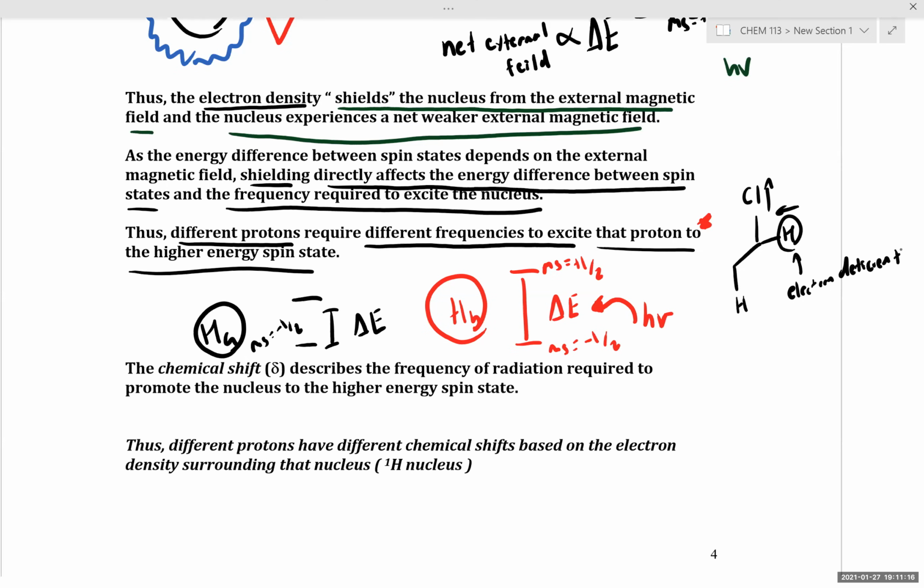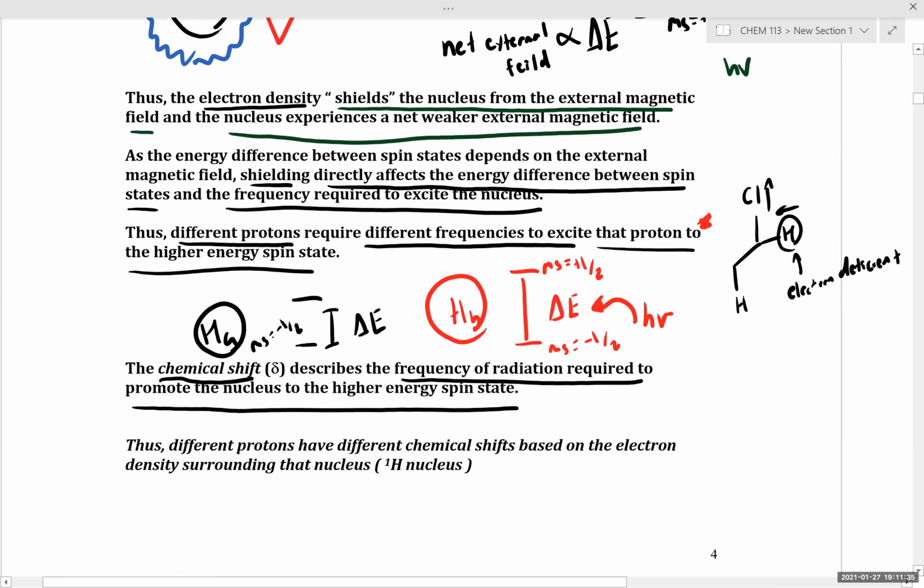Yes. So thank you. NMR can allow us to differentiate protons based on their unique chemical environment. So rather than writing it in terms of frequency, we have this catch-all term known as the chemical shift, which describes the frequency of radiation required to promote the nucleus to a higher energy spin state. And different protons have different chemical shifts based on the electron density surrounding that nucleus. Okay, so we can differentiate protons based on their electronic environment. Any questions so far on this?